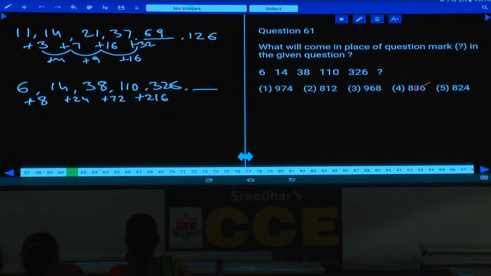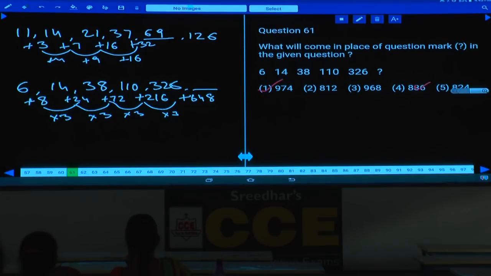How can you express these numbers? 8 and 24, 8 into 3 is 24, and 24 into 3 is 72, 72 into 3 is 216, and 216 into 3 is how much? 648 should be added. If you add 648 to this one, 8 plus 6 is 4, and 3 plus 6 is 9, so this is 974, choice 1. Hence, question number 61, it is choice 1. The differences are 8, 24, 72, 216, 648.